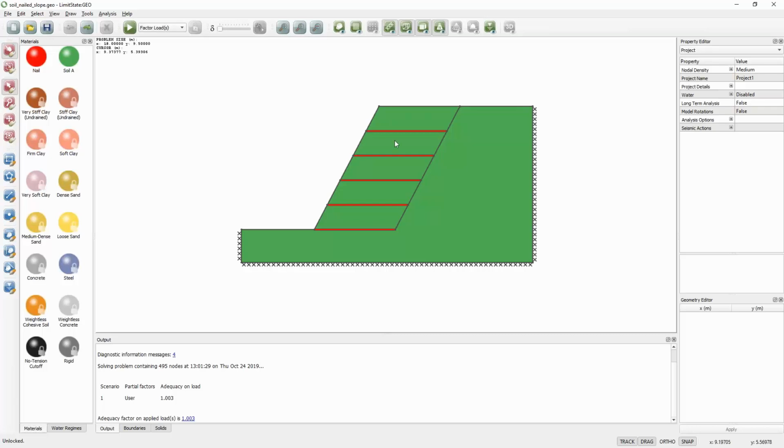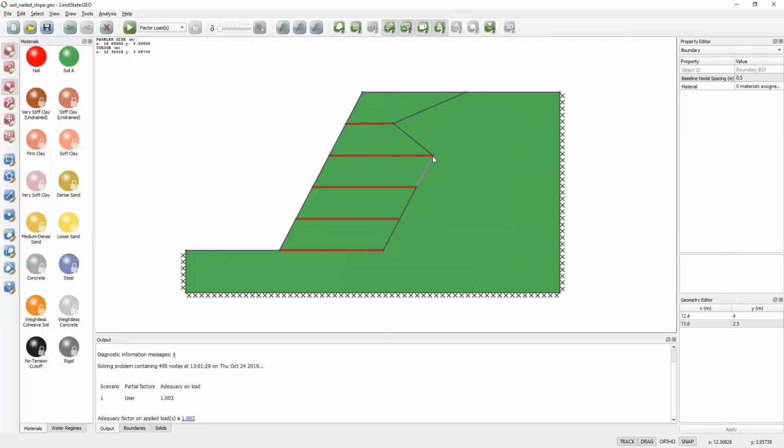Now, if I shorten these nails, then what we'd probably find is that the nails were not reinforcing the larger body of the slope, and that we might get failure behind the nails. So if the nails don't have sufficient length, then we're going to get a problem. So I'm going to do this just by clicking on the slope. So it's a bit rough and ready.